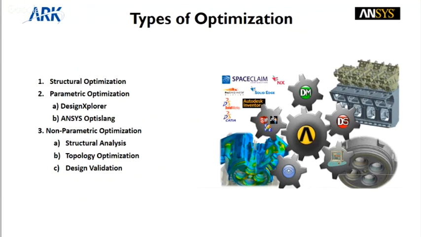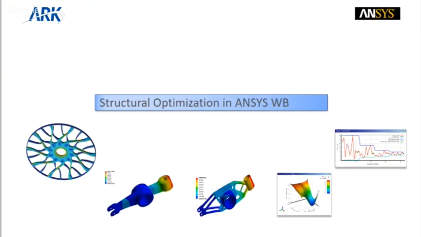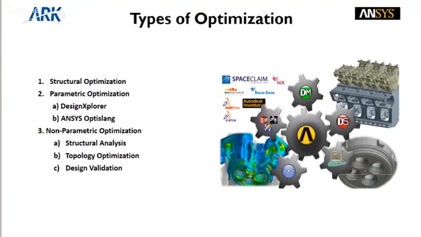One is structural optimization. Second is parameter optimization, where we have two different interfaces: one is Design Explorer and another one is ANSYS OptiSlang. And the third one is non-parametric optimization, where you have structural analysis, topology optimization and design validation. So we will go one by one.